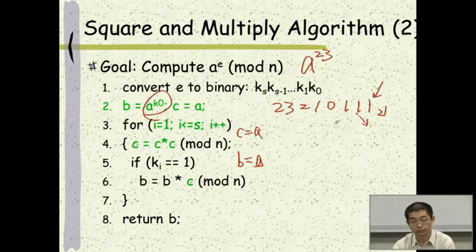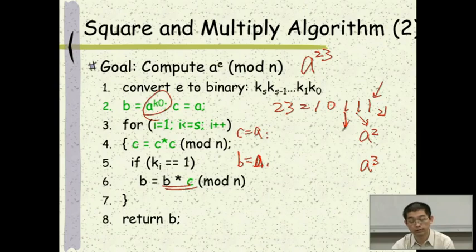What I do first, I do c equal to c squared, so c becomes a squared. And because this bit is 1, I do a, which is b, the value of b here. So a times c, which becomes a cubed here. Okay? And then move on to the next bit.